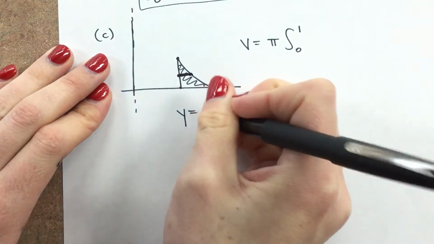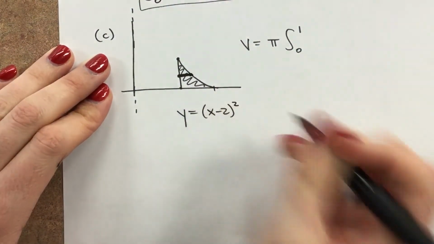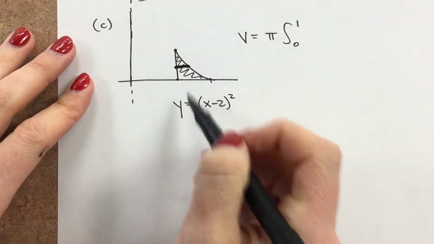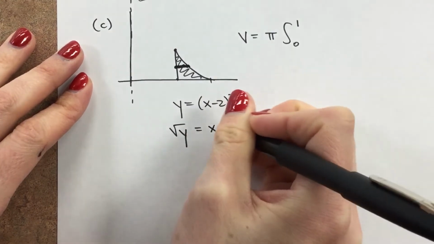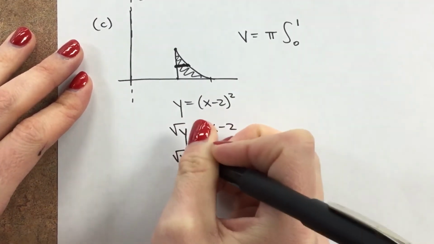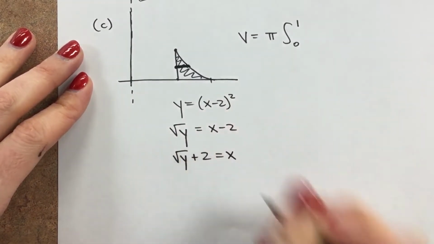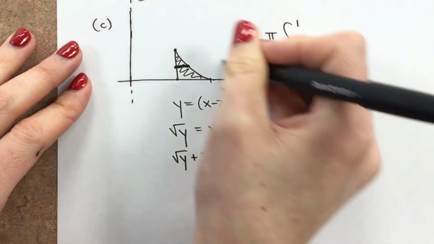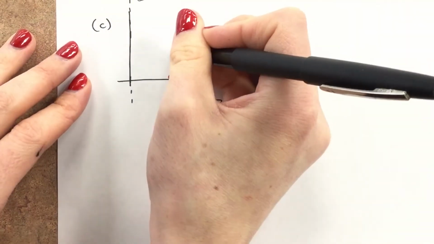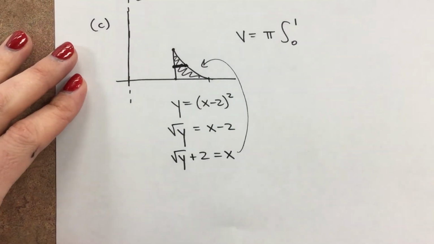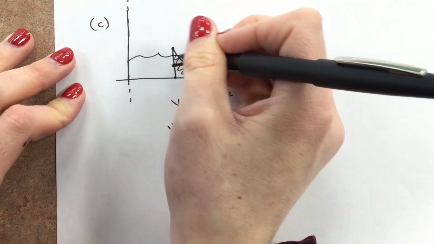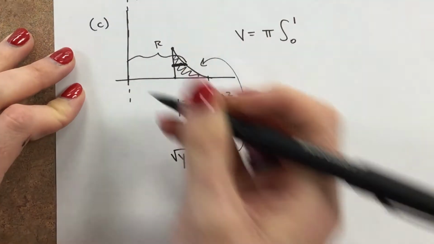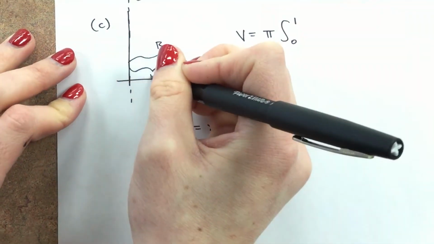All right, so we have to take y equals x minus 2 squared, and we have to solve it for x. So take the square root of both sides. This would be the square root of y equals the quantity x minus 2, and then we add the 2 to both sides. Okay, so that is our expression. That is like this line right here. And then this is just a vertical line. Okay, so my capital R goes all the way to the outside of the shape here. And then our little r is just this gap right here.